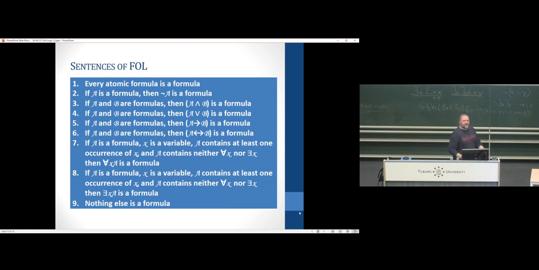7 tells us, if you have a formula that contains a variable x or y or z or whatever you want, and that isn't already associated with a quantifier, then you can stick a universal in front of it. Alternatively, if you have a formula and a variable in it that isn't already associated with a quantifier, then you can stick an existential in front of it. This is a little bit easier to unpack if we look at examples. But note, the rest of it is all the same.